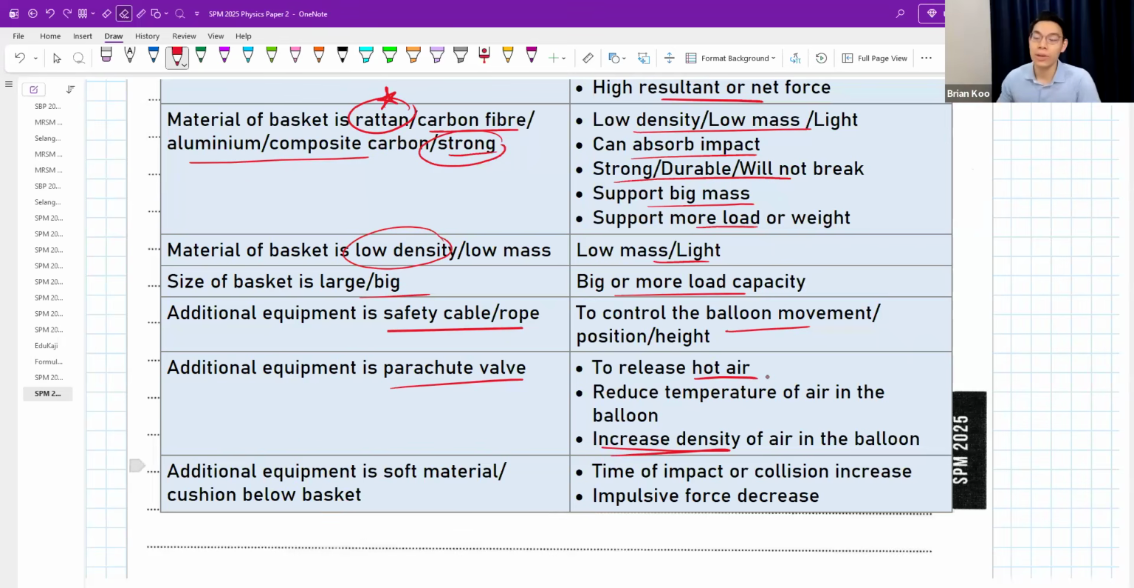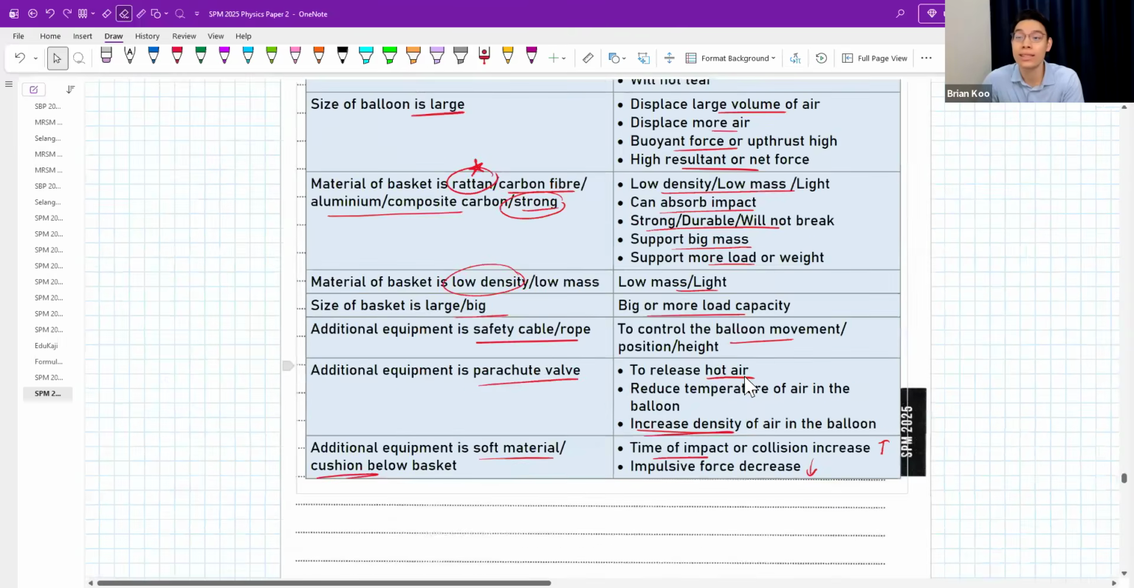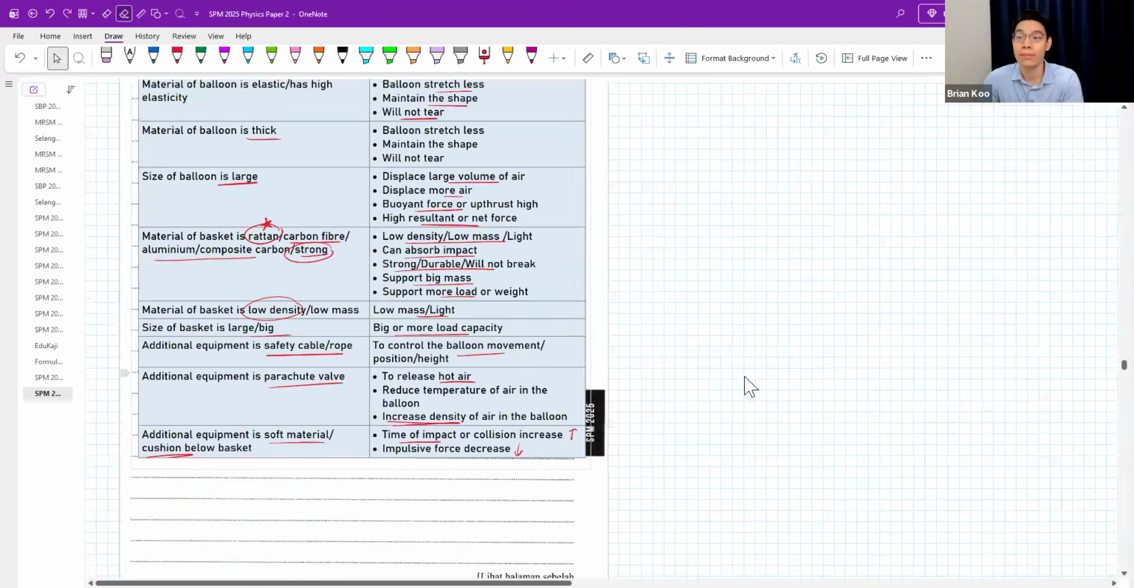And one more additional equipment, you can also say at the bottom of the basket, you put some sponge or some cushion or some soft material so that when you land, the impulsive force decreases, the time of impact increases. Yeah, less impulsive force because longer time of impact. And any other logical answers that you think could be written. You see, got so many answers that we can accept.